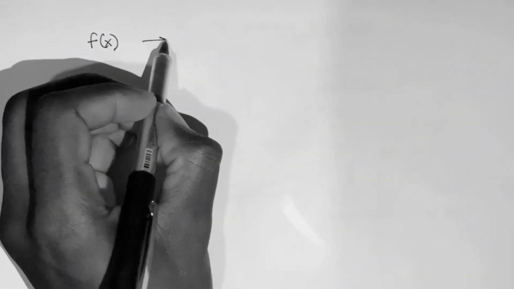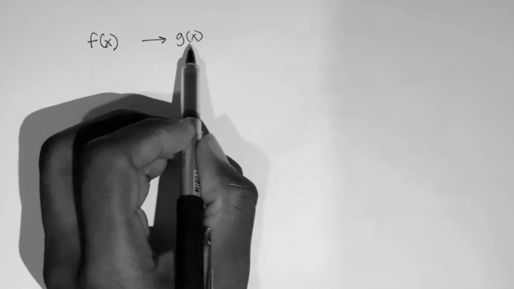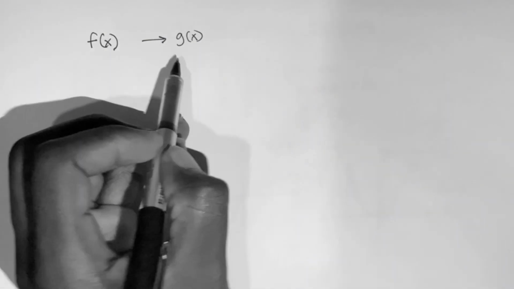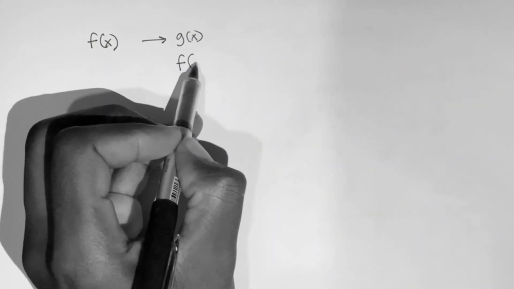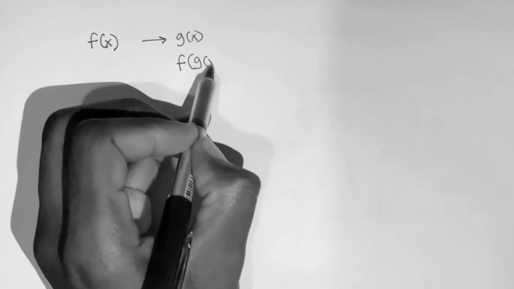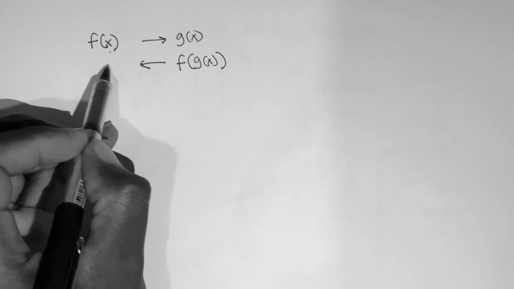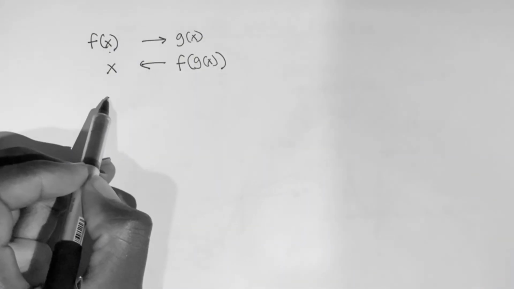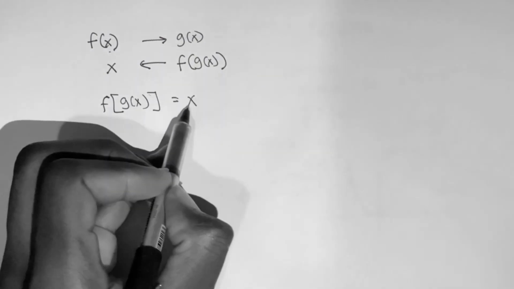So now, remember what we said. We said that if we have a function f, and then we put in a certain domain of x values, we are going to get g of x. Now, if we put g of x back into f, so we find f of g of x, then it is going to give us our original domain, which is x. So f of g of x is equal to x.